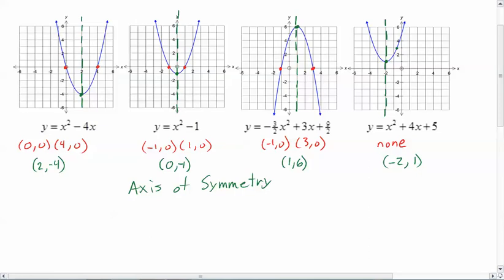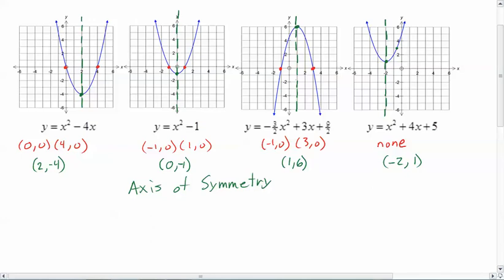Notice that if I take the 2 x-intercepts, 4 and 0, and I add them together and divide by 2, the average or the middle of those two, I get 2. If I take -1 and 1 and add those together, -1 plus 1 is 0, divided by 2 is 0. If I add together -1 and 3, I get 2, divided by 2 is 1. So the middle of my 2 x-intercepts will always give me that center value.